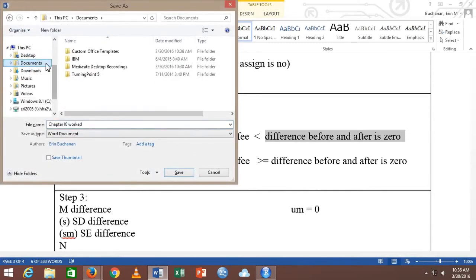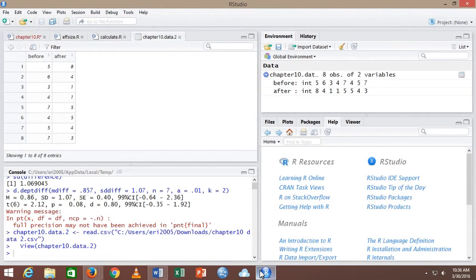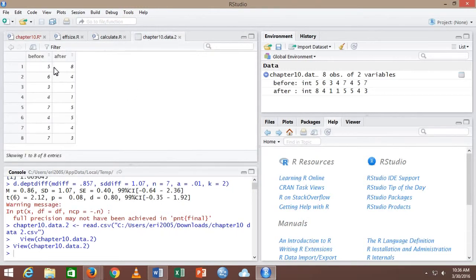Let me save this so I can upload it. Desktop. There we go. Alright, so going back to R, I've imported my data. That's a terrible name, I think. It's chapter 10, data.2, I think. So what we've got is before and after. And if I want to subtract those, and I'm expecting the scores to go down and be negative, I'm going to do before minus after.